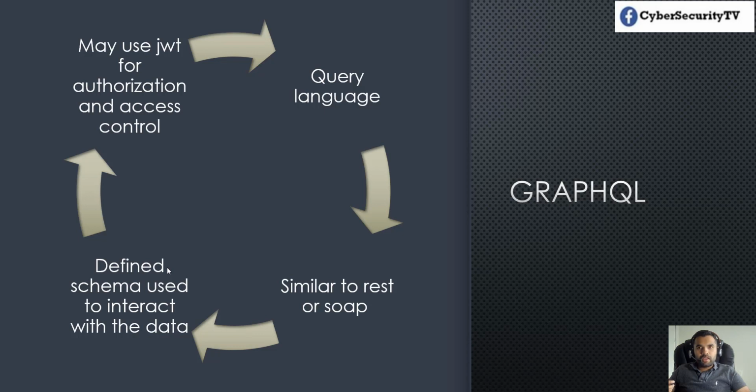So for example, if you have to query users, and a user has a subset of fields like username, first name, last name, password, etc. It has a schema defined, so you can query different parts of the database, and then you can get the response. And it mostly uses JWT for authorization and access control. However, GraphQL by default does not provide that, and sometimes developers miss that, and you can exploit that. So in this demo, I'll show you exactly how you can do that.